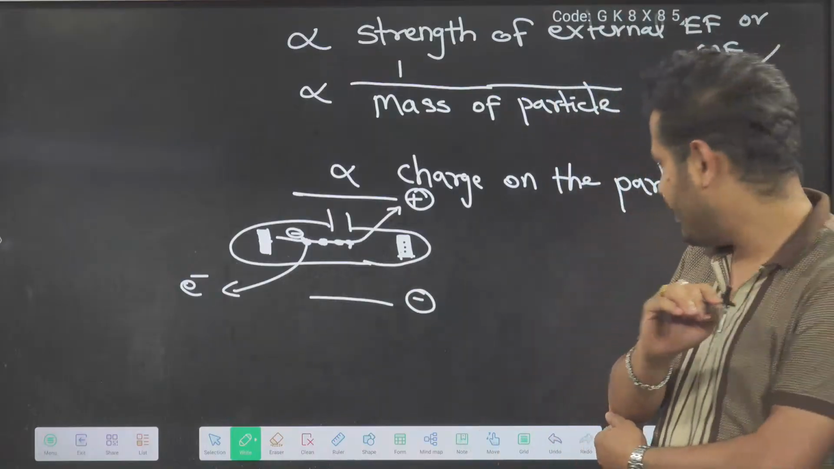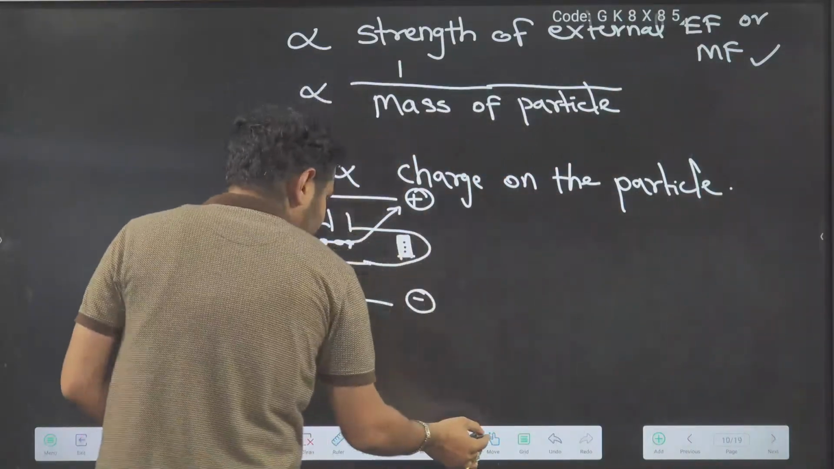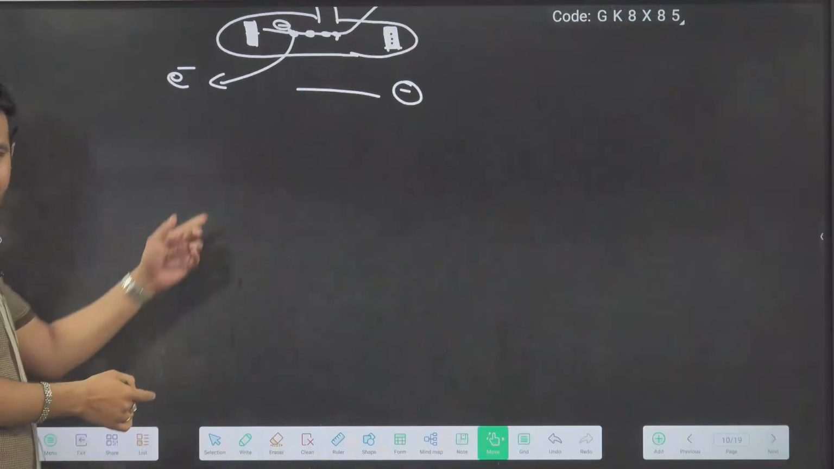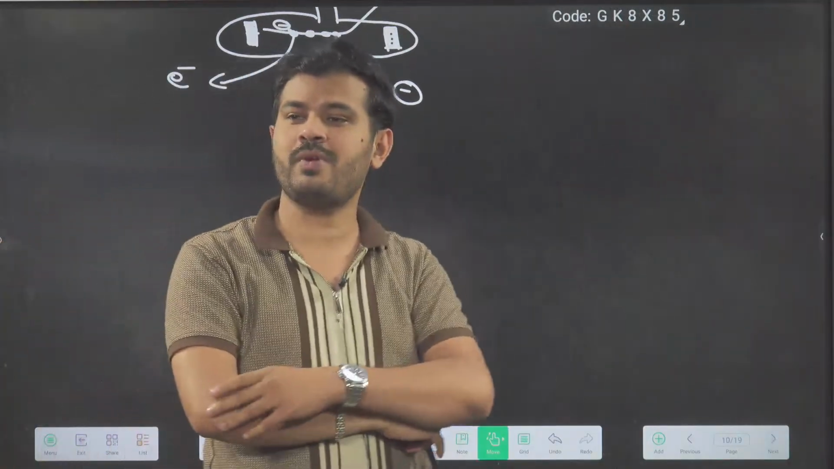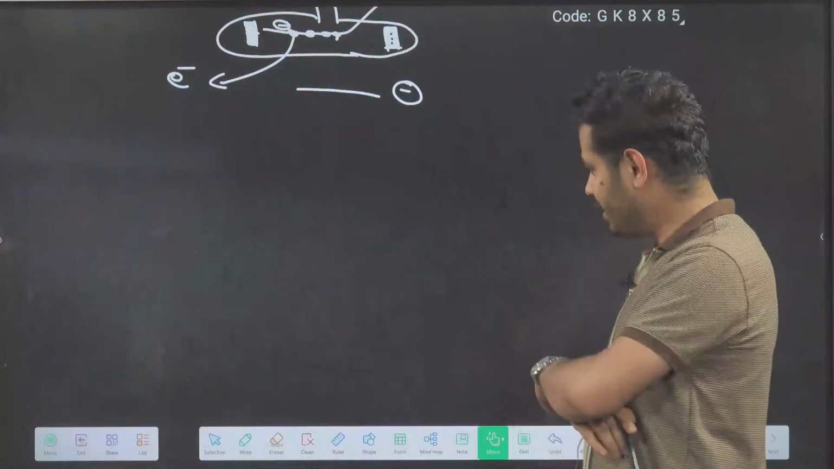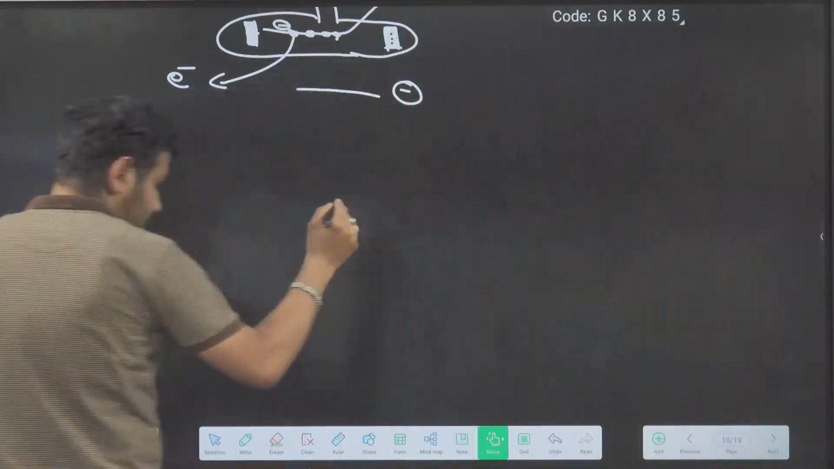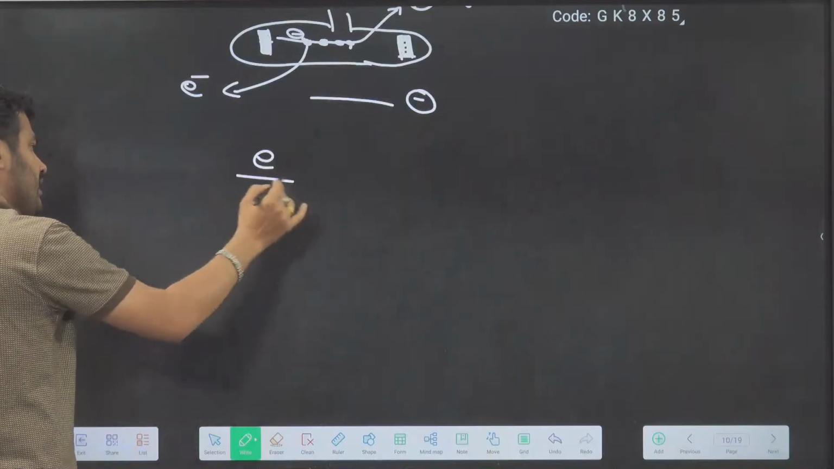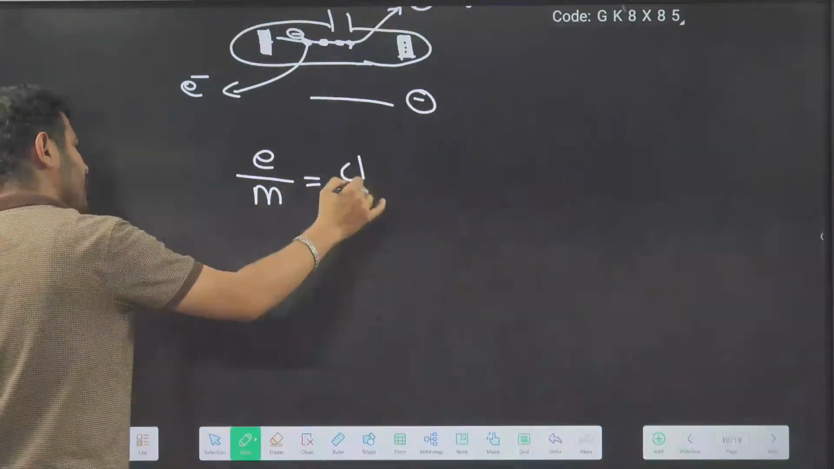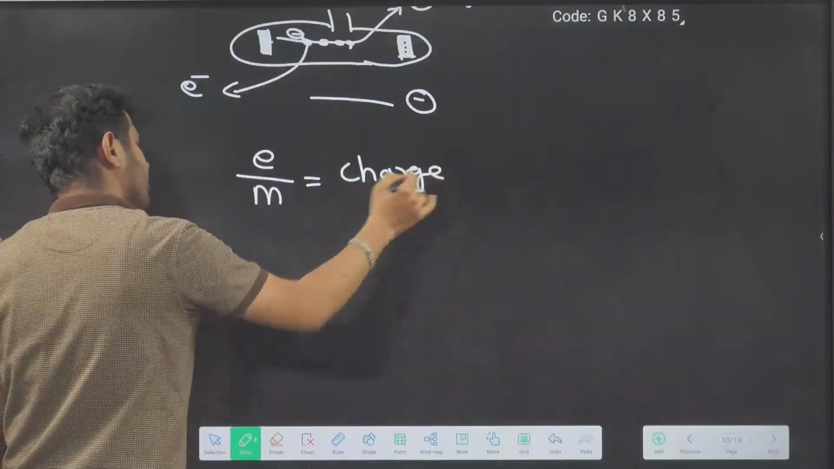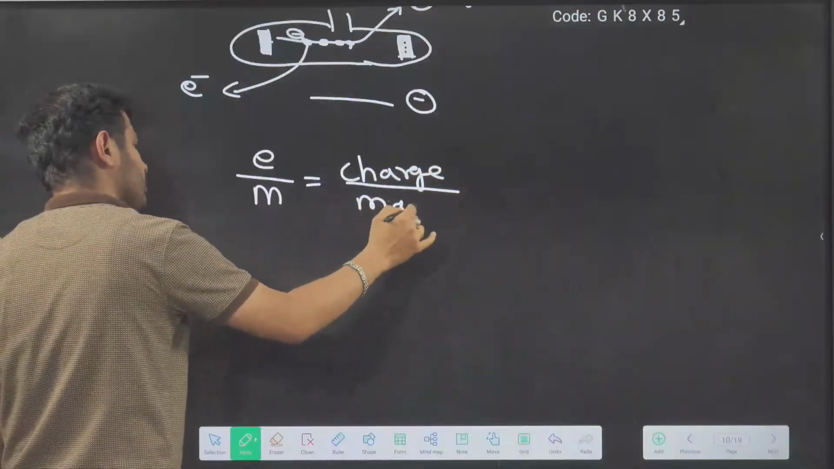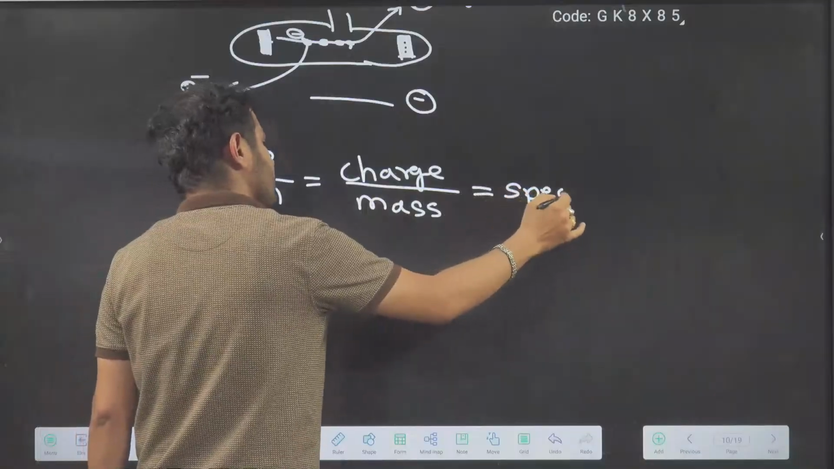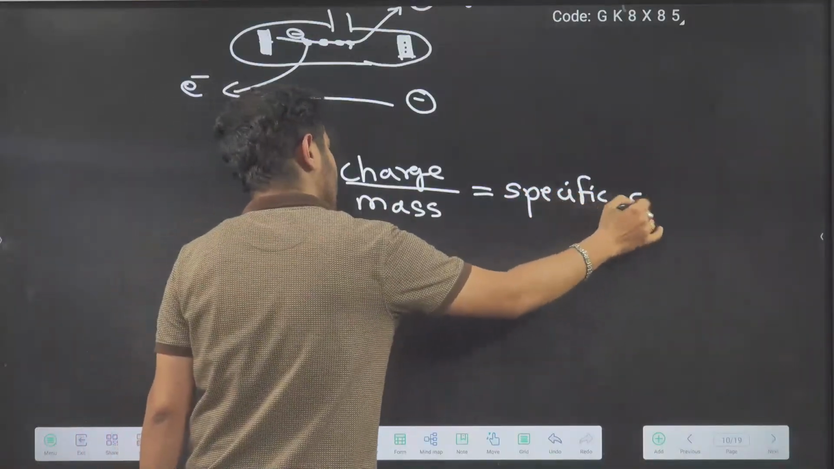Okay, good. Now you see, these are the three parameters which are very important, right? In the anode ray experiment also we are going to discuss these parameters. Now you see, what is this e by m I told you about in the last class? e by m is the charge by mass ratio. This ratio is also called specific charge.